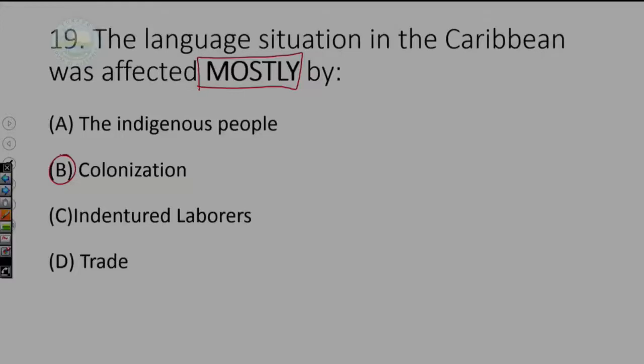Colonization has had the most impact on the language situation in the Caribbean because colonization brought with it the English language. It brought with it the French. We got Spanish. We also got the African languages. And what we've learned is that the combination of these European languages and the African is what would have caused the emergence of our Creole. And we understand that Caribbean Creole is a prominent feature in the language landscape of our region. So while all of the others contributed, the most contribution came from colonization.